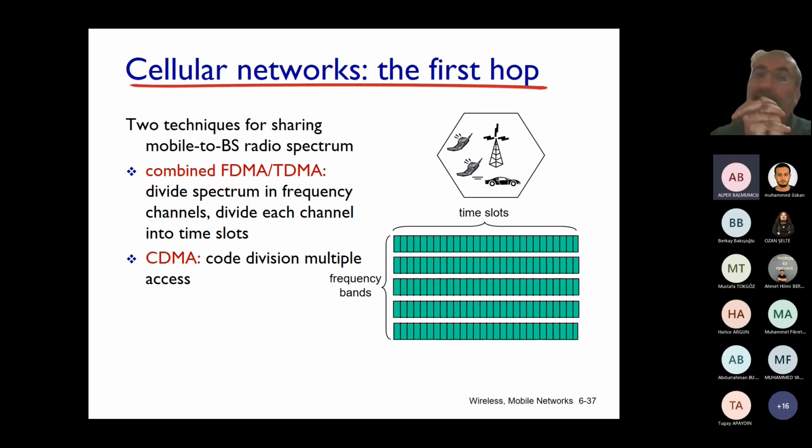We have multiple access technologies in these cellular networks. There are two techniques for sharing the mobile to base station radio spectrum, and one of them is FDMA, TDMA, which we already mentioned in one of the previous lectures. We divide the spectrum into frequency channels, and divide each channel into time slots. And in CDMA, which we already talked about, code division multiple access, we assign a unique code to each mobile user.